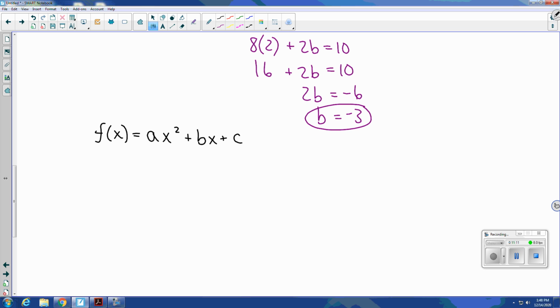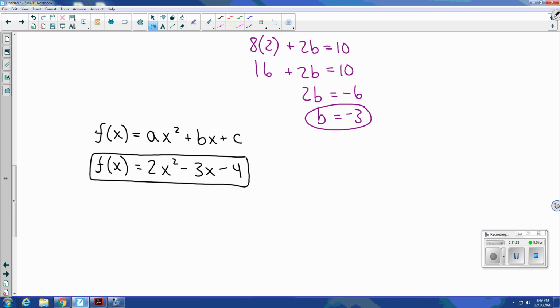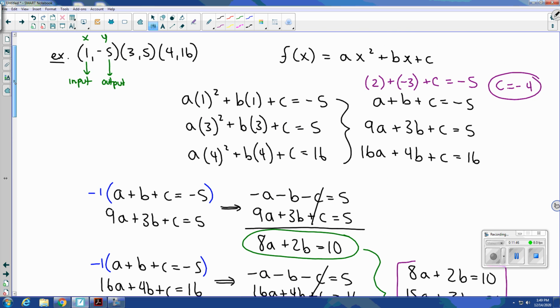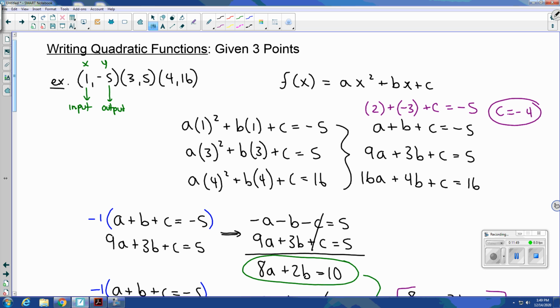And the reason we want to do that is in order to write a function that is specific to those three coordinates, we need to find the values of A, B, and C, understanding that they just represent constant values in our standard form. Once I have found A, B, and C, I substitute them into the standard form, and the result is the quadratic equation that passes through the three given points. So don't forget to finish off your answer by writing the quadratic function. Don't lose sight of what the ultimate goal is. So that is how you write a quadratic function given that it passes through 3 points.